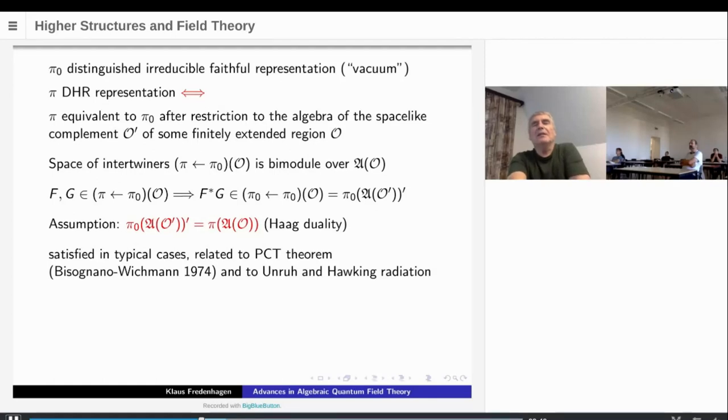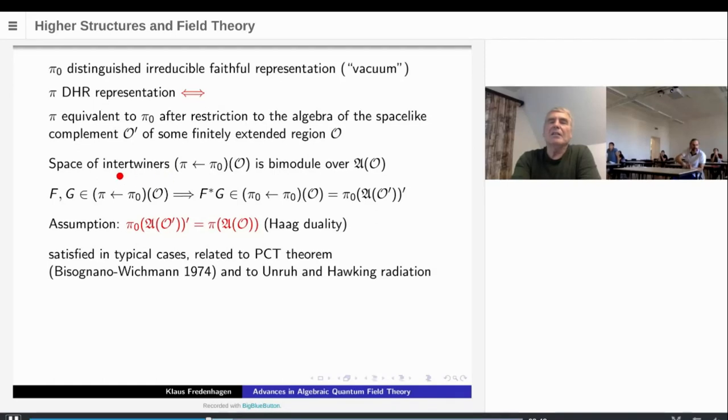So they start from one distinguished representation, say the vacuum representation. This should be an irreducible representation and should be faithful. Then they look at other representations, which I call DHR representations. These are representations which become equivalent to the vacuum representation if you neglect some finitely extended region O. So if you restrict your observables to observables localized in the spacelike complement of some finitely extended region O, then this restricted representation is equivalent to the vacuum representation. In the sense that the difference from the vacuum representation is localized in a finitely extended region.